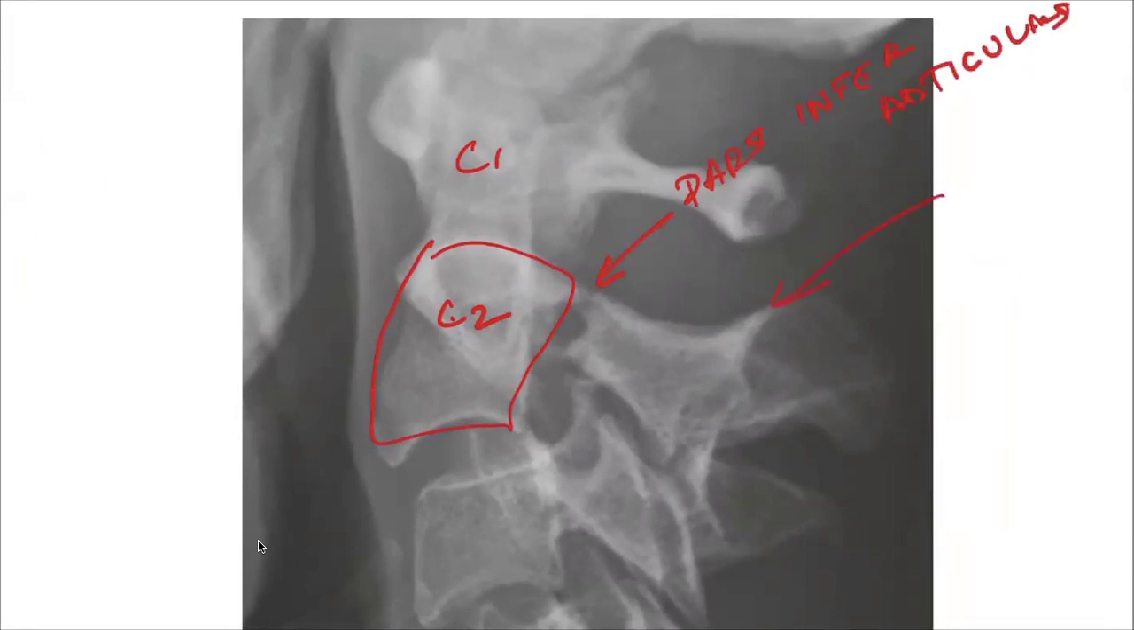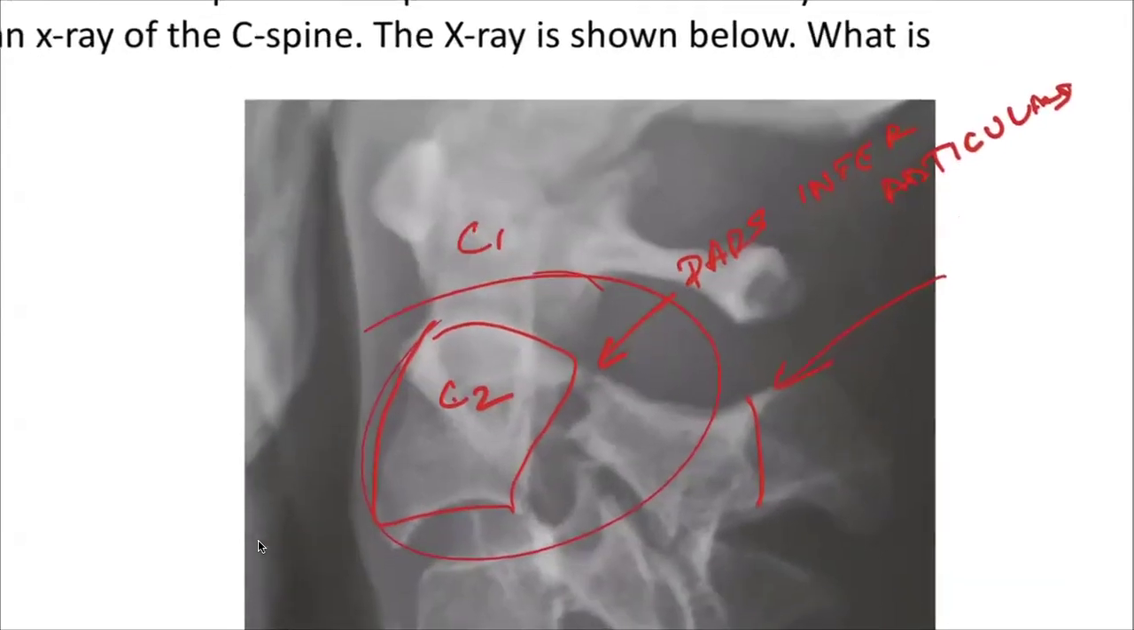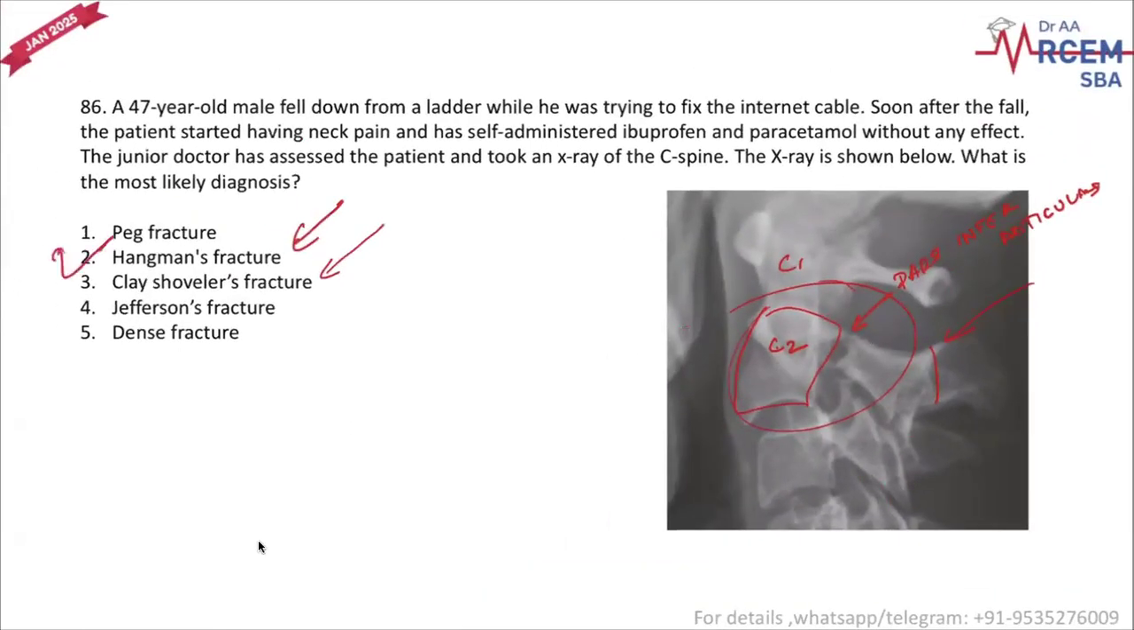This is the spinous process. If the fracture line was here, then it would have been a clay shoveler's fracture. This is a hangman's fracture. So the right answer here is hangman's fracture, not clay shoveler's fracture. In clay shoveler's, a spinous process fracture should be present.